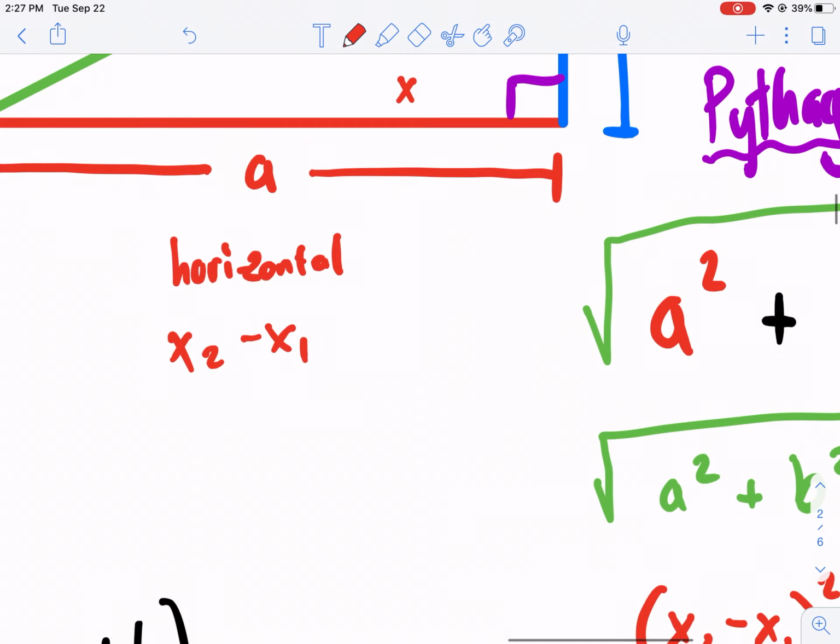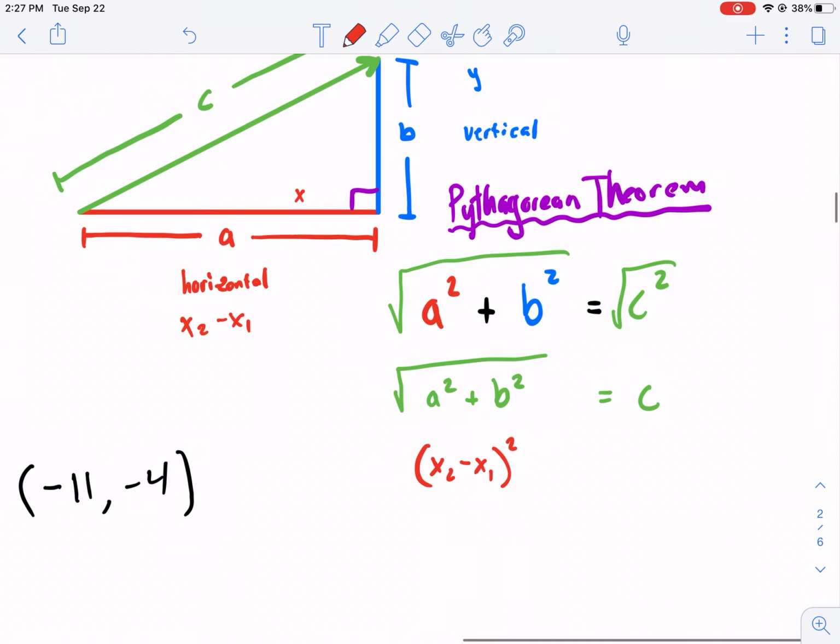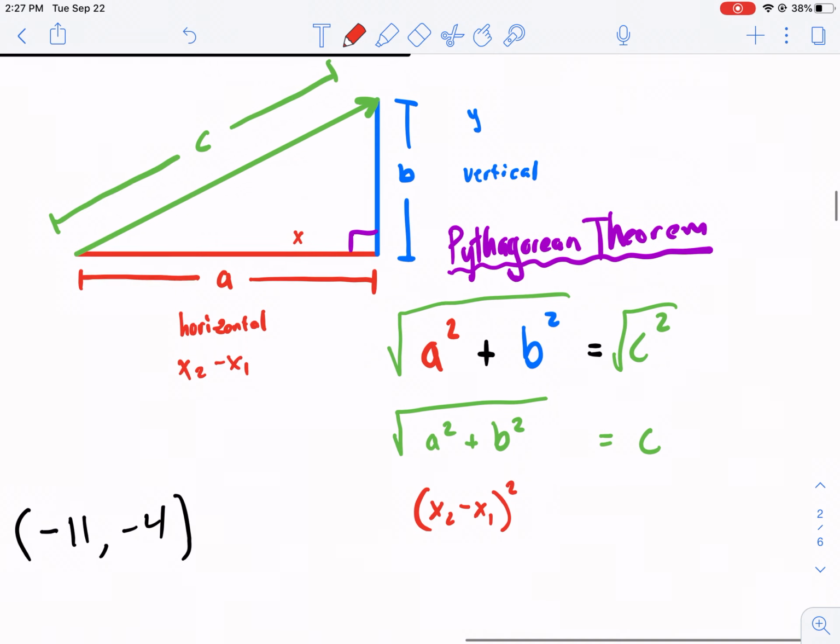And it doesn't really matter which order you do. Most people have x2 minus x1, but really you can do x1 minus x2 as long as you do the same thing with the vertical component with the y's. Okay, just want to throw that out there in case you're wondering. But just stick with this and you'll be fine.